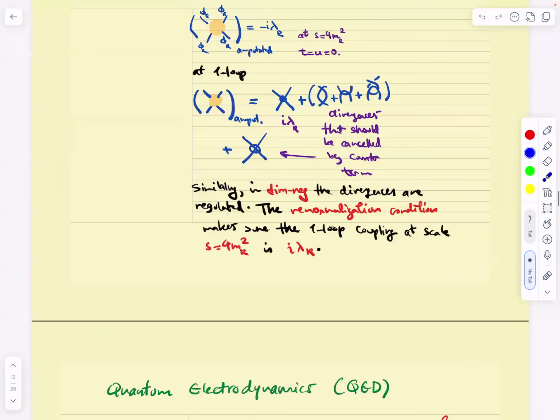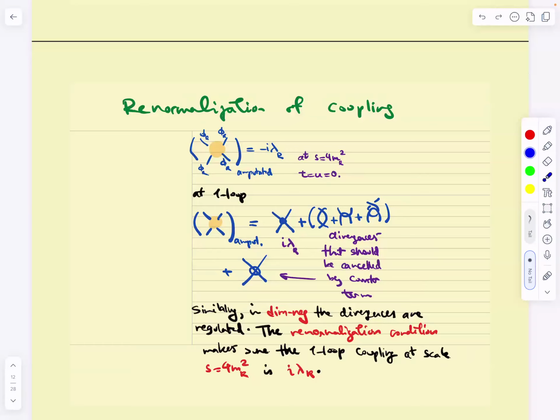All right, so this is all I wanted to say. Up to here, structurally, we described how renormalized perturbation theory works. We're going to see it in action in more detail in QED.